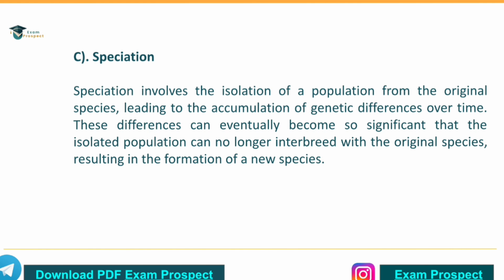Here, speciation involves the isolation of a population from the original species, leading to the accumulation of genetic differences over time, and these differences can eventually become so significant that the isolated population can no longer interbreed with the original species, resulting in the formation of new species.